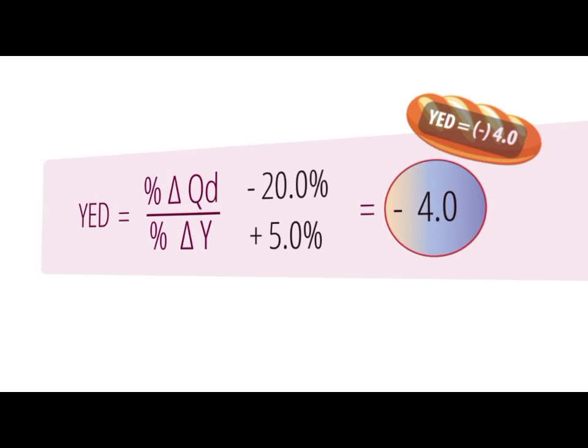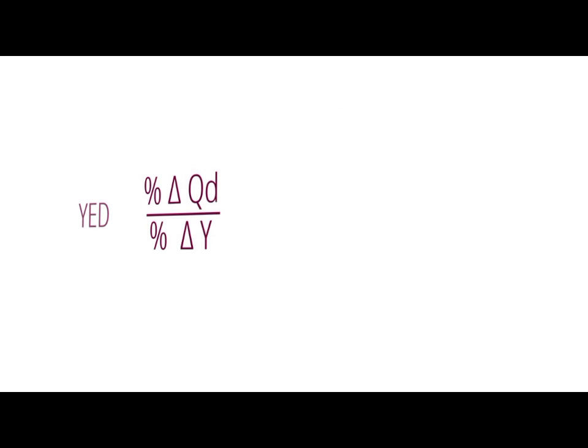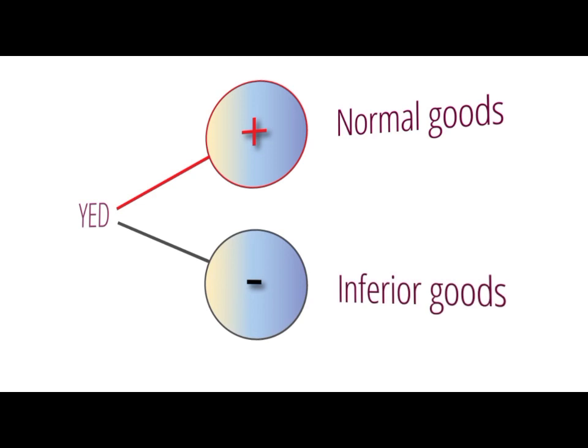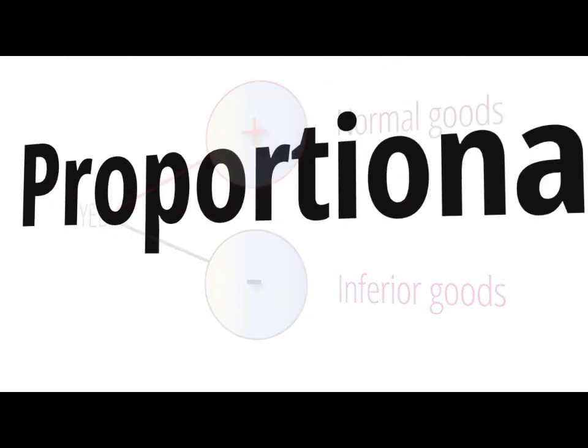In the case of bread, the result is a negative one. Goods where the relationship is positive are called normal goods, and inferior when the relationship is inverse. However, there is another aspect to income elasticity: exactly how responsive, that is, how elastic, demand is to a change in income. Economists use the concept of proportionate to compare responses.